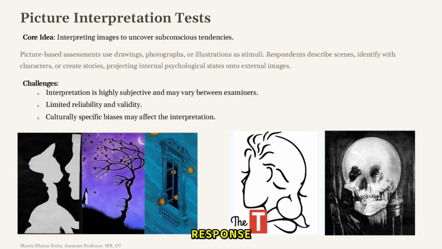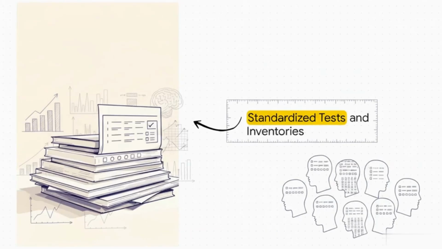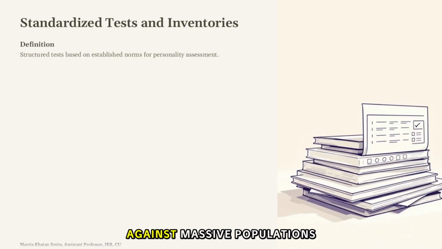All right, on to tool number 4, standardized tests. And of course, the catch. All this ambiguity we just looked at, it naturally leads us to seek out more objective data, and we get that through standardized tests and inventories. Think of heavy, questionnaire-based assessments that yield hard, quantifiable data. Because they're normed and tested against massive populations, they provide a very structured, rigid baseline that we can compare an individual's results against.